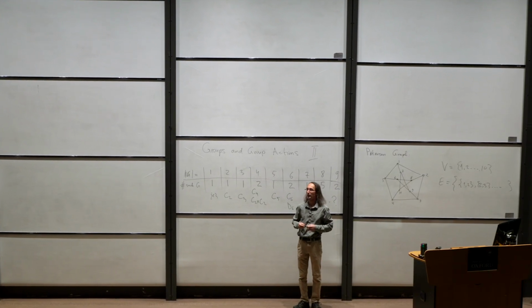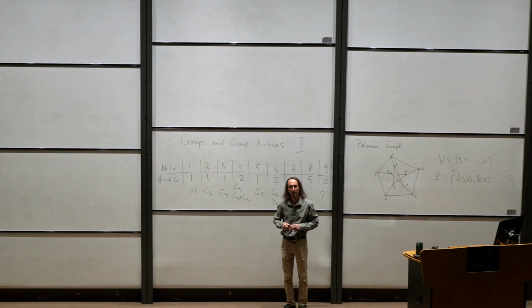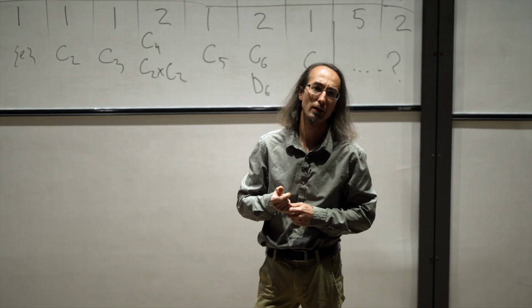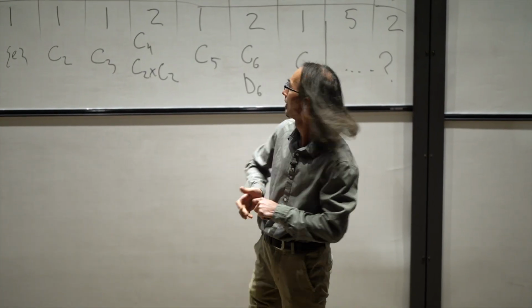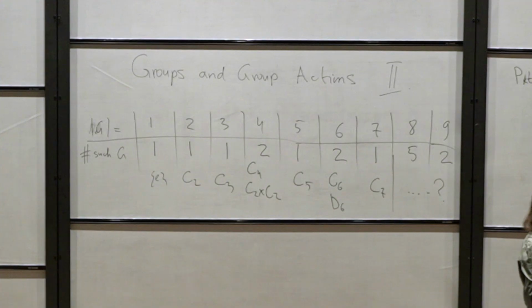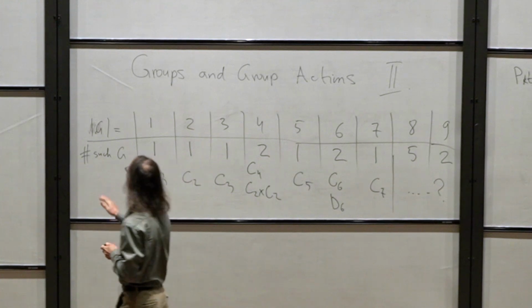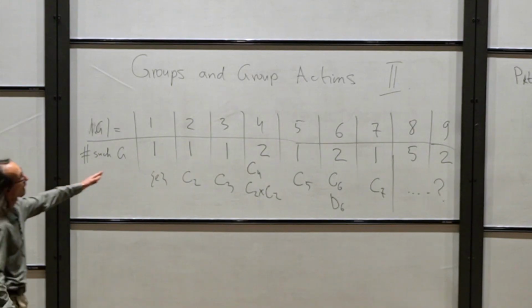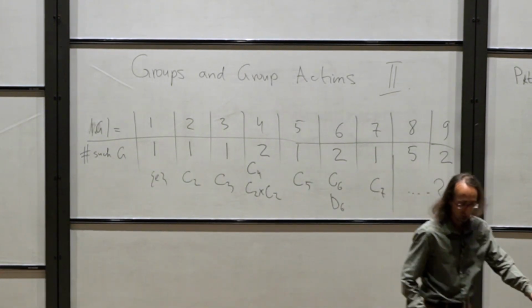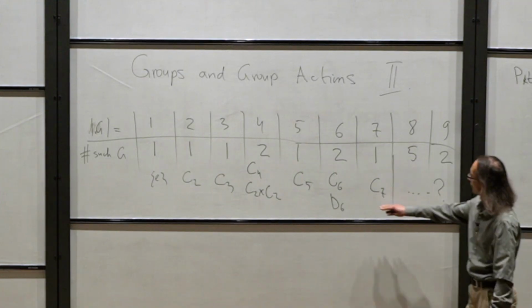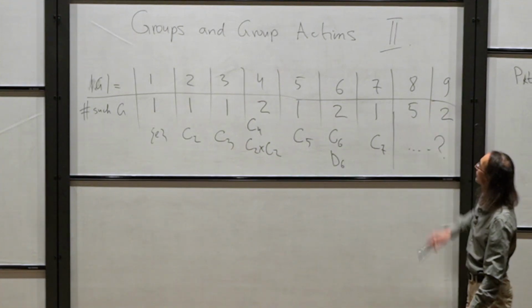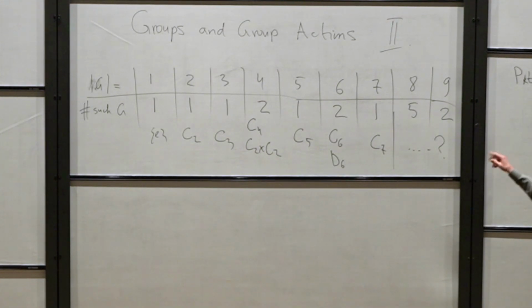So this is the second part of groups and group actions. Just to remind you where we ended up in the last lecture, we proved Lagrange's theorem, deduced some consequences of it, and in particular, we could find how many groups are of these sizes up to isomorphism. Certainly up to size 7, we could prove that the possible groups are just as listed in this table.